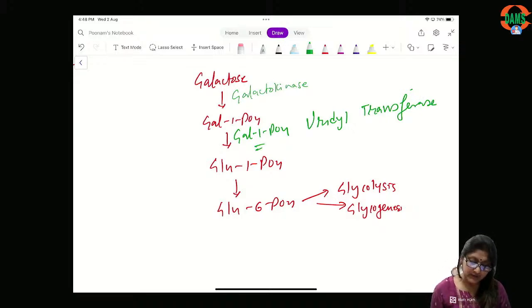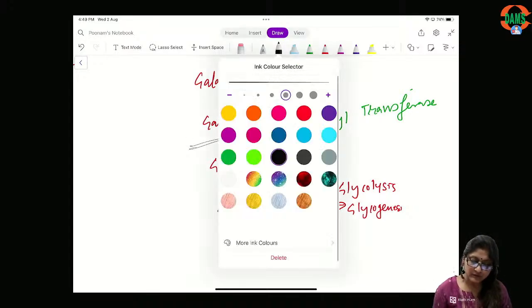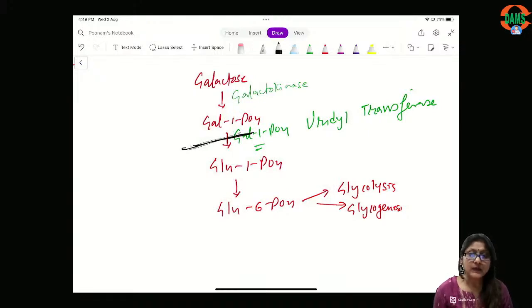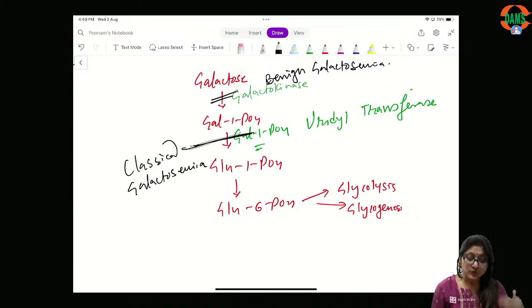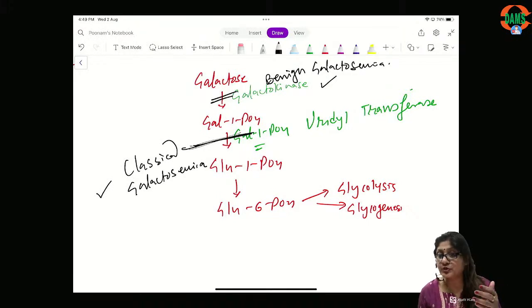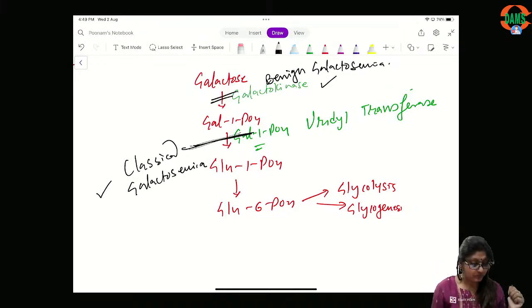Galactokinase and galactose 1-phosphate uridyl transferase enzyme. You have a block here in classical galactosemia, and when you say benign galactosemia, you have a block here at the galactokinase enzyme level. This is benign galactosemia, right? So whether it is benign galactosemia or classical galactosemia, you do not have proper utilization of galactose in that baby. So what happens?